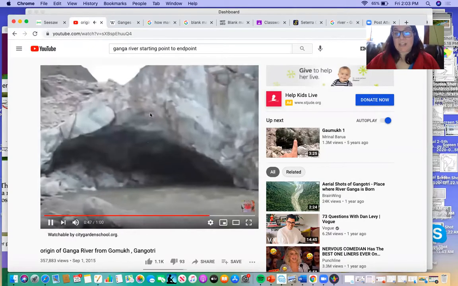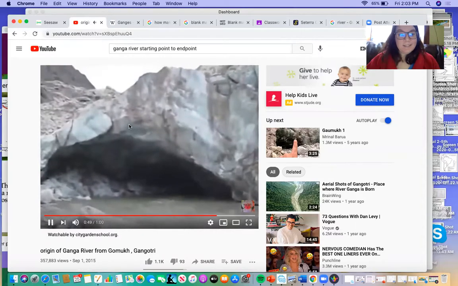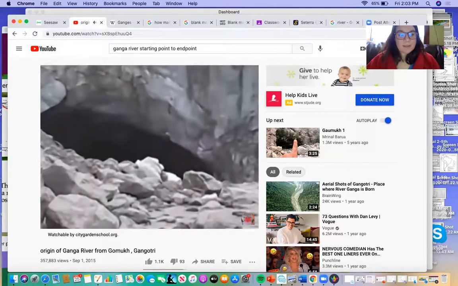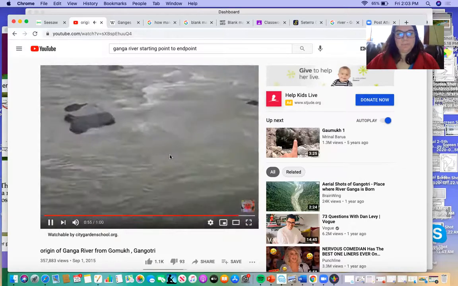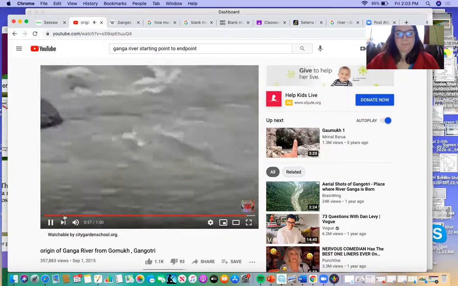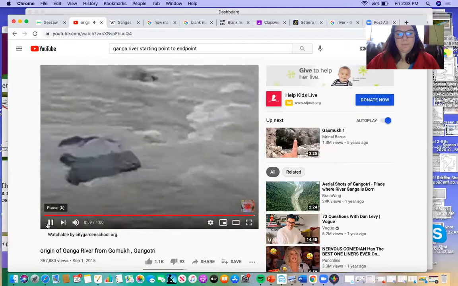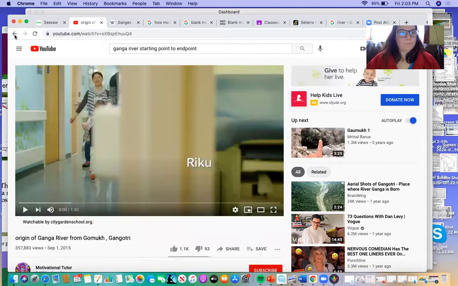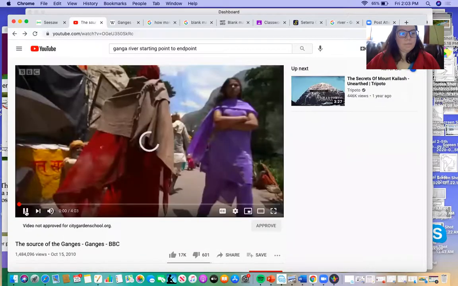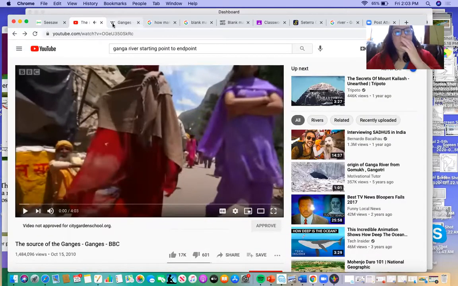We can see here these beautiful rocks. I love that opening. It's really cool. So yeah, I just wanted to share a little bit about that river.